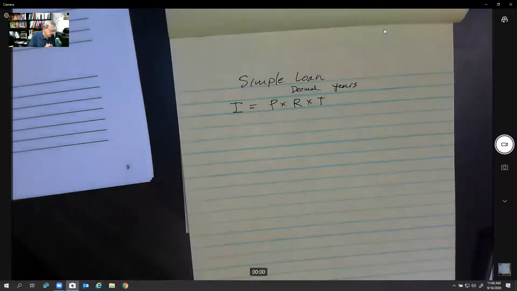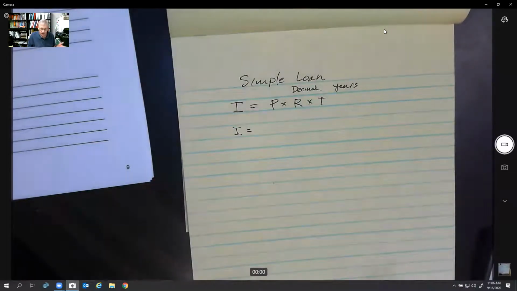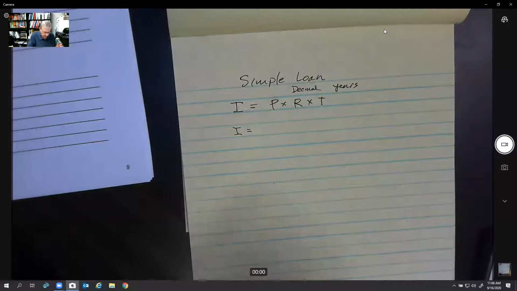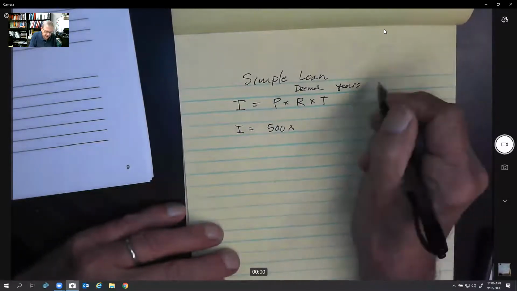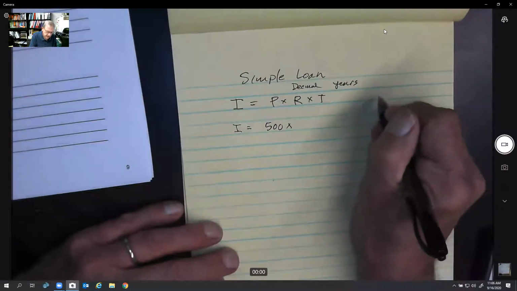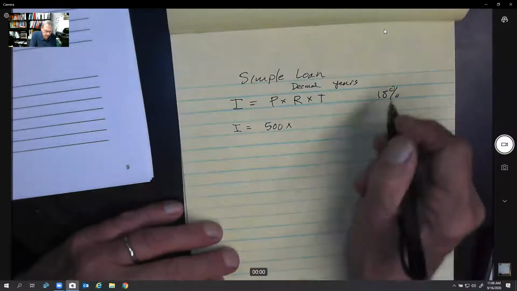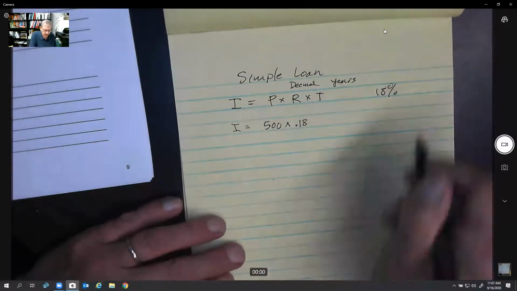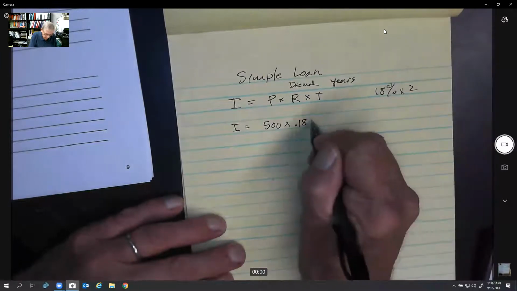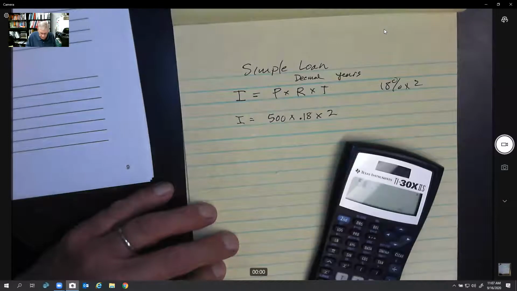Okay. So let's say you're buying something, and this is usually how a credit card works. You're buying something for $500. The rate of interest is 18% because they always charge you a lot on credit cards. So you have to change that to a decimal, 0.18. And let's say you're going to pay on this for 2 years, times 2. So you multiply all that out.